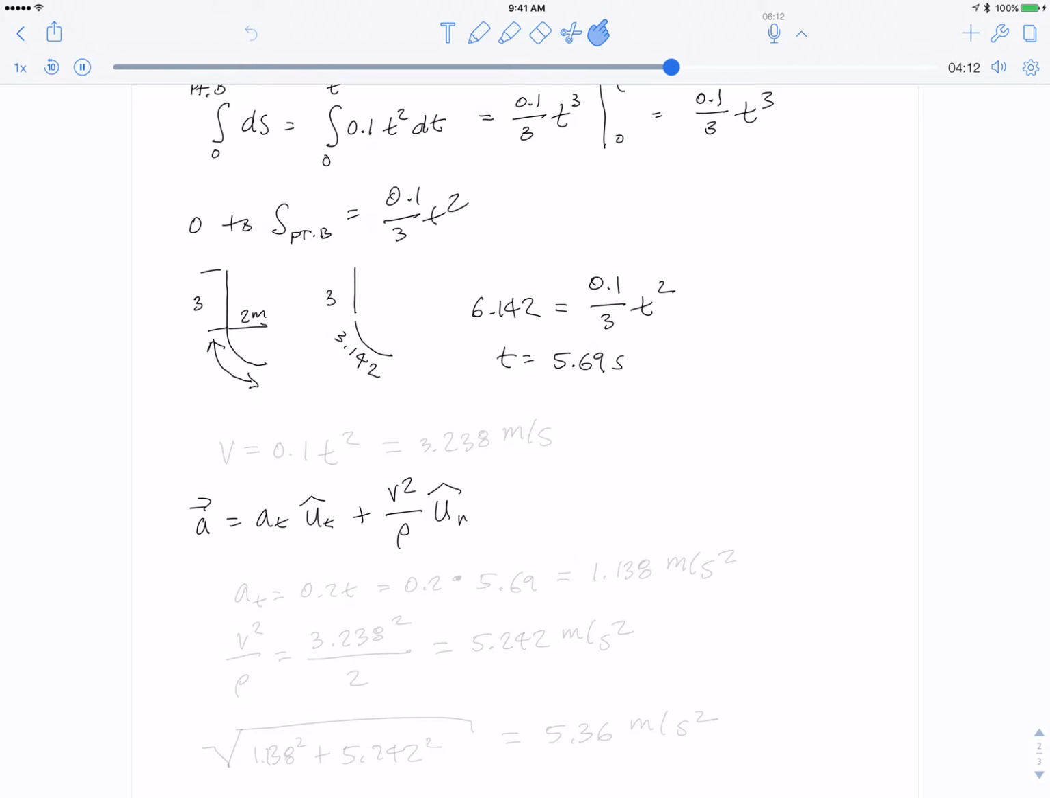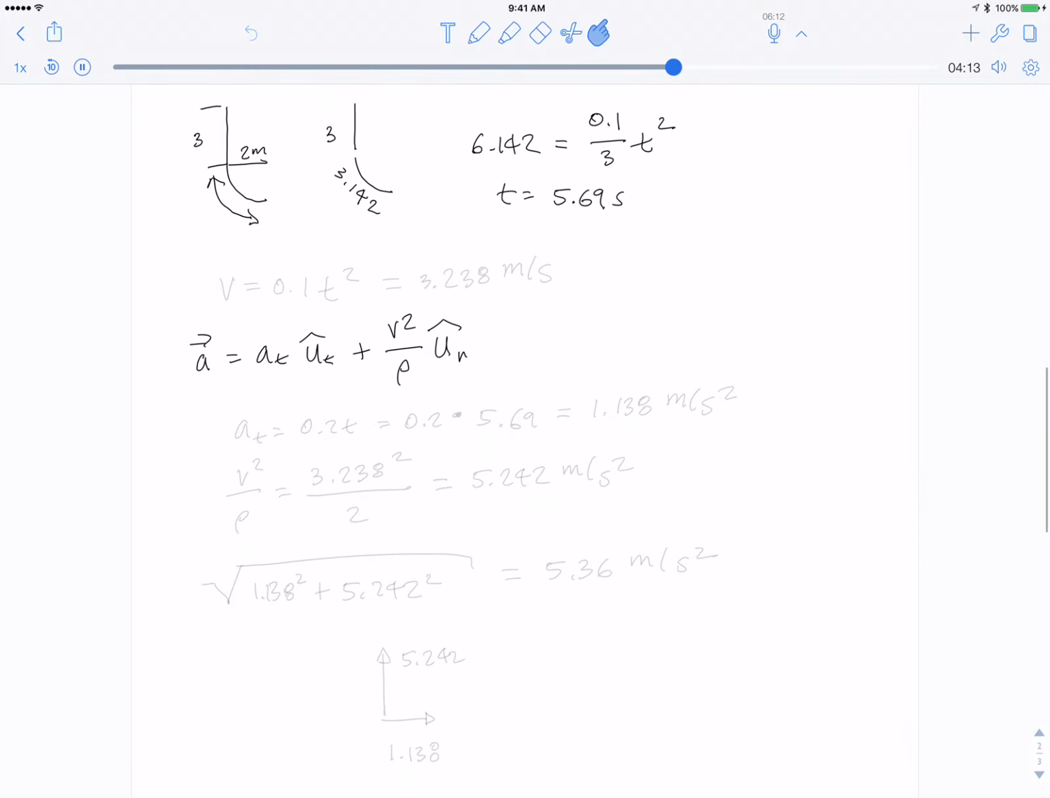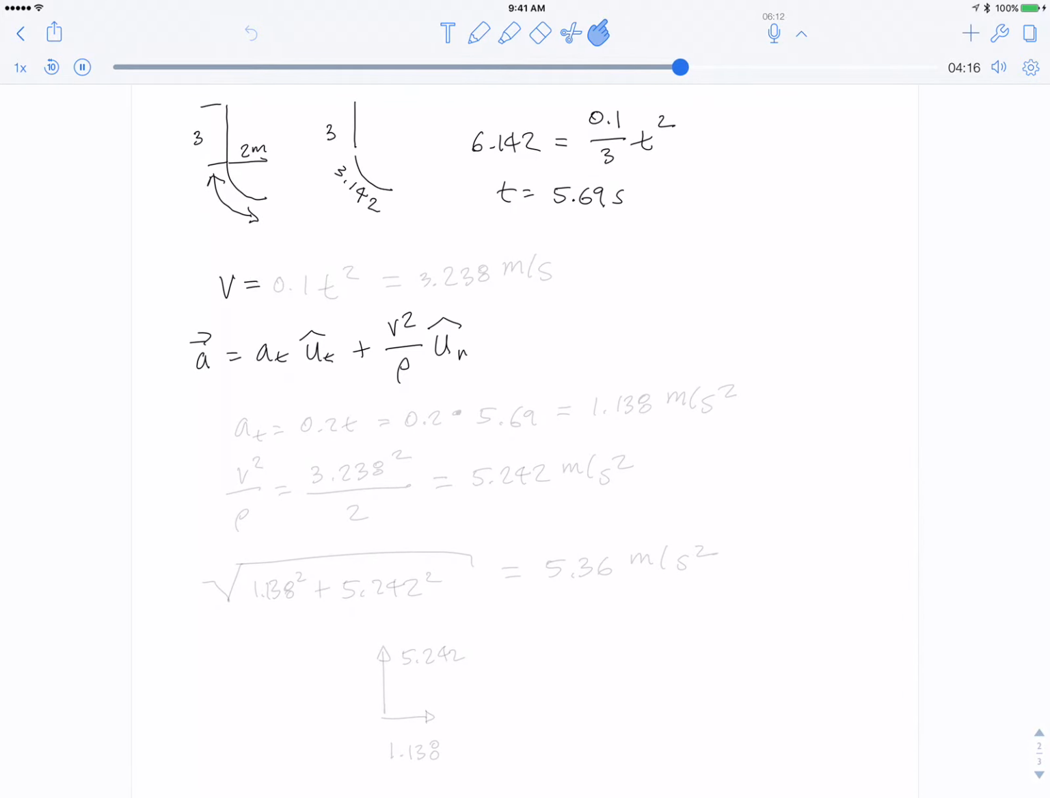Now that we know that, we can get v, because we know that v is 0.1t squared. If you plug in 5.69 into that, you get 3.238 meters per second. And now that we know v, we can get the final acceleration.